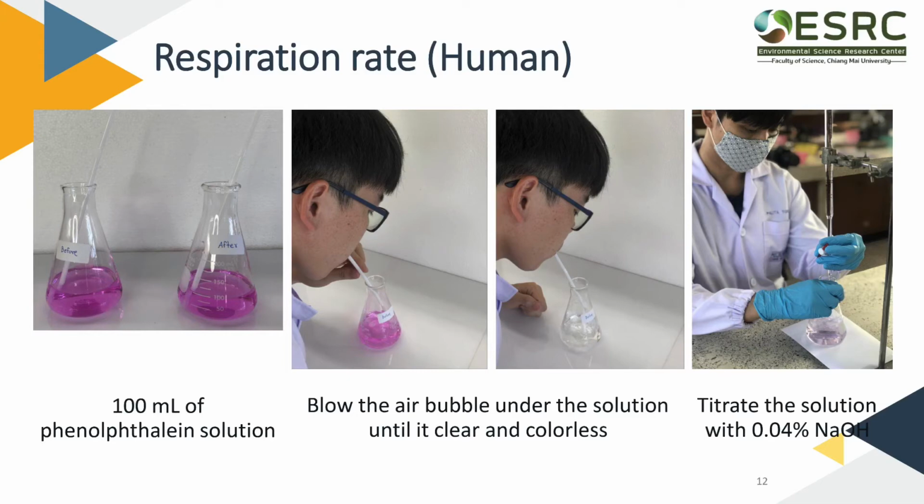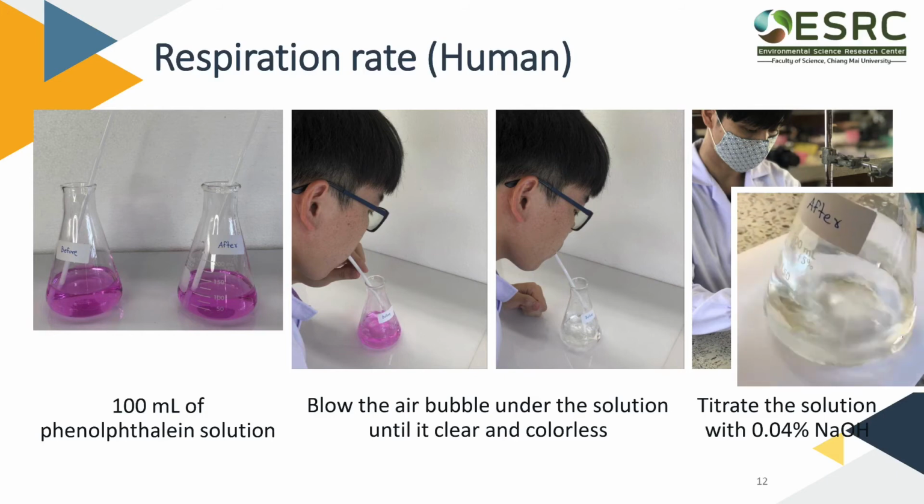Put 100 milliliters of phenolphthalein solution in the flask. Notice the color. The solution color is pink, so is the solution acid or base? Blow the air bubble under the solution until it becomes colorless. Blow for another 1 minute.